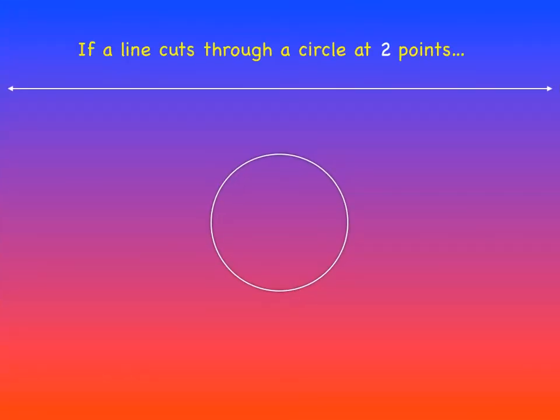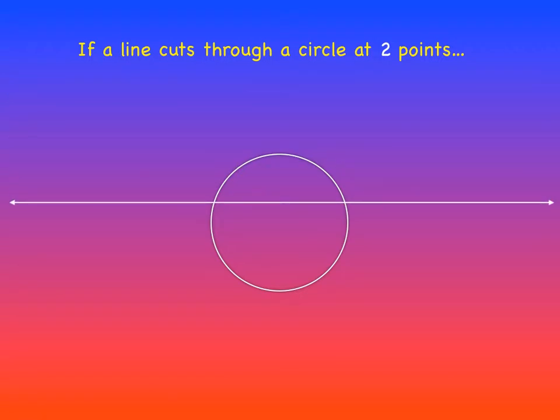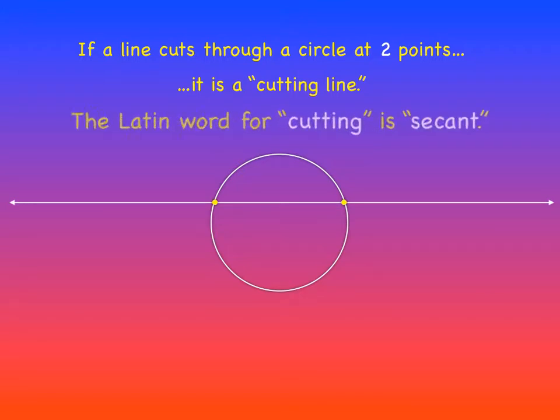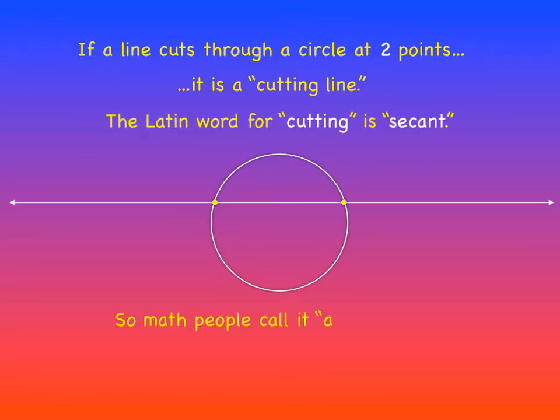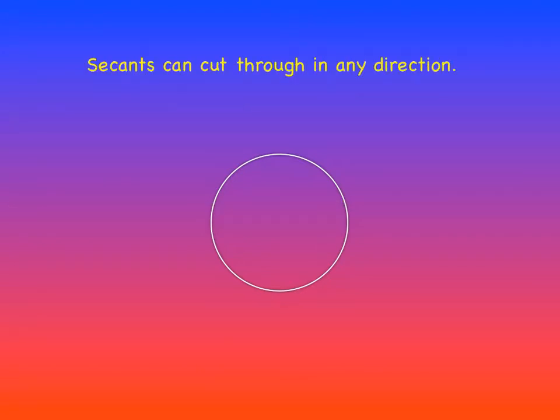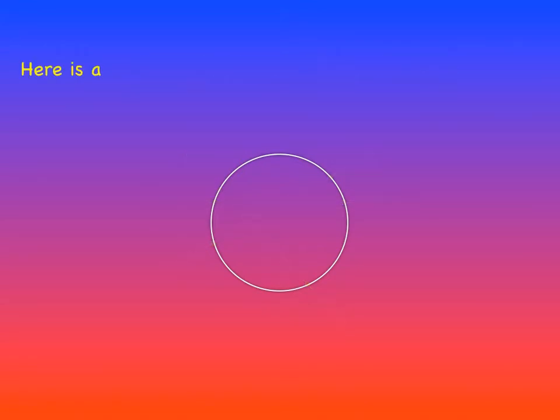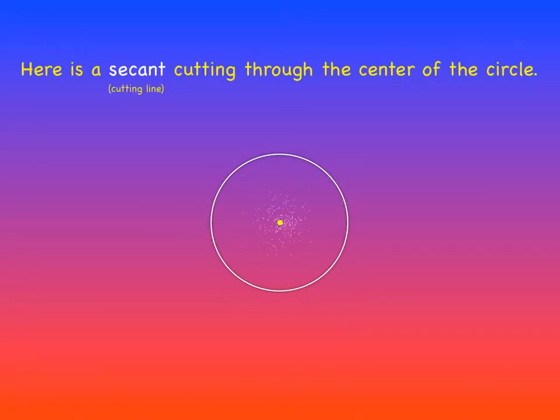Well, what if a line cuts through a circle at 2 points? It's not a tangent anymore, it's a cutting line. The Latin word for cutting is secant, so math people call this a secant line, or normally just a secant. Secants can cut through the circle in any direction. Here's a secant cutting through the center of the circle.